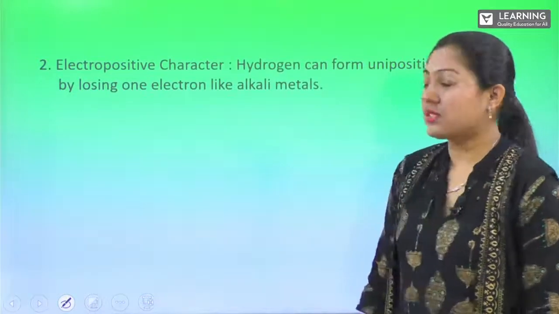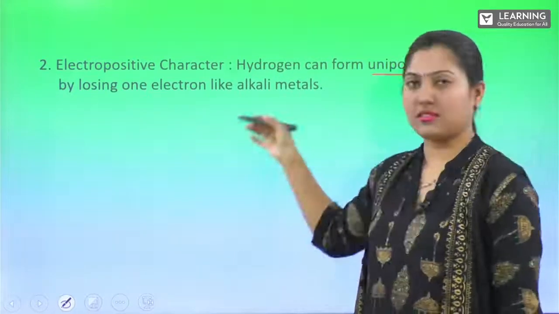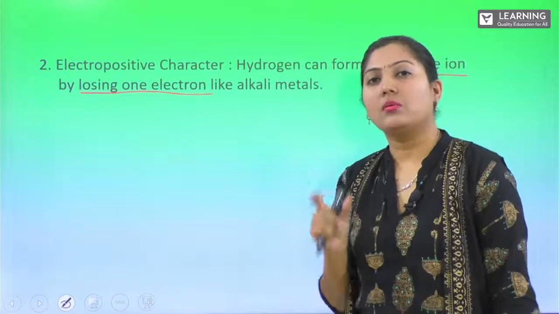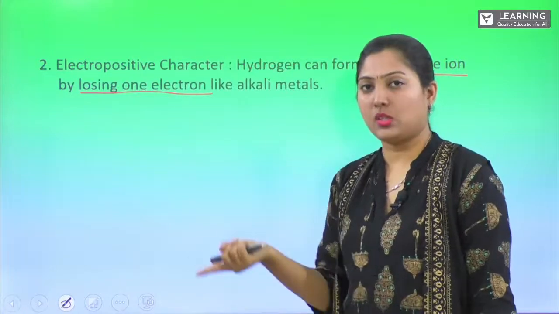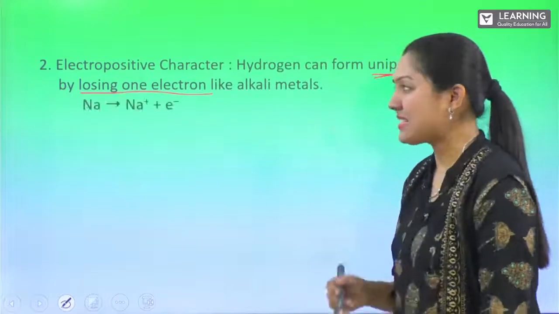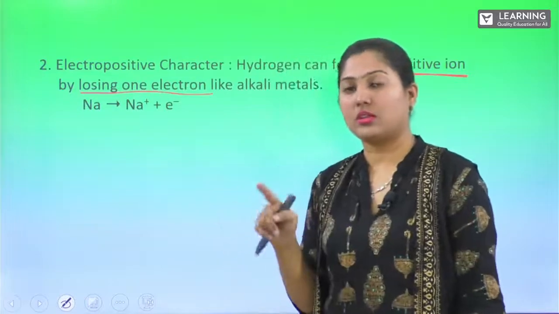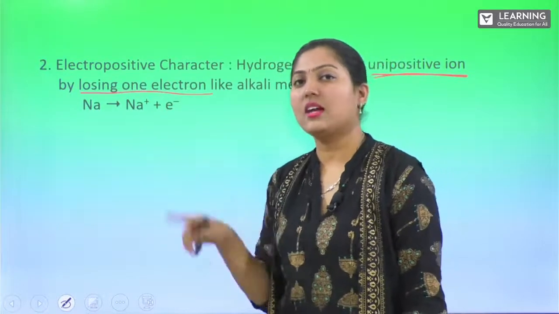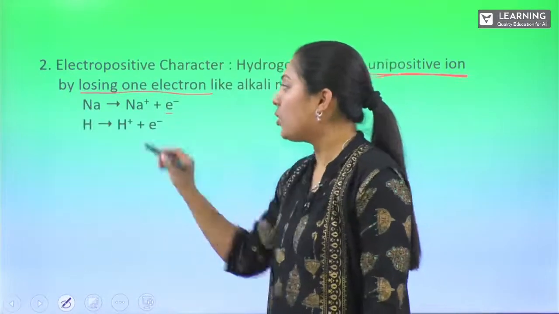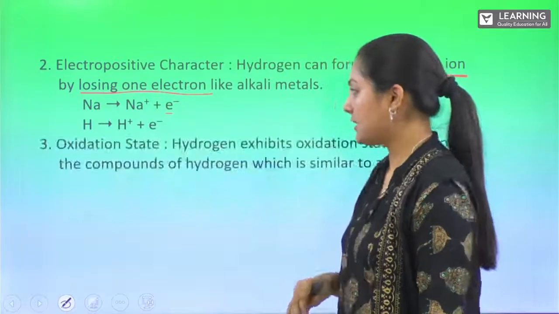Next we have electropositive character of hydrogen. Hydrogen can form a unipositive ion, as we just discussed, same thing. The loss of electron can be possible with hydrogen, only one electron can be lost, so it gets a unipositive ion. Example, sodium has 11 electrons and 1 electron in its outermost shell, so it can easily give out 1 electron. Likewise, hydrogen can also lose 1 electron, so it has the similarity with the alkali metals.